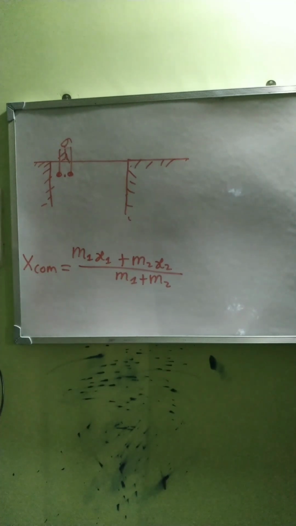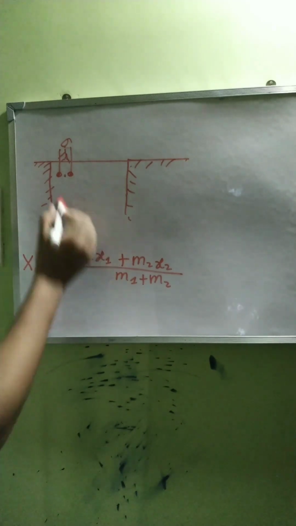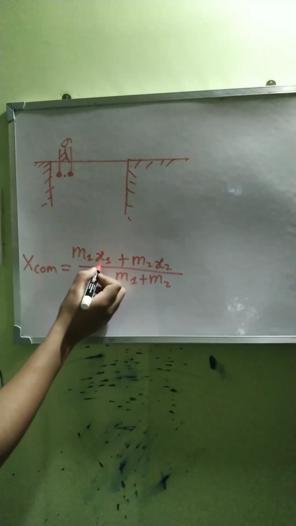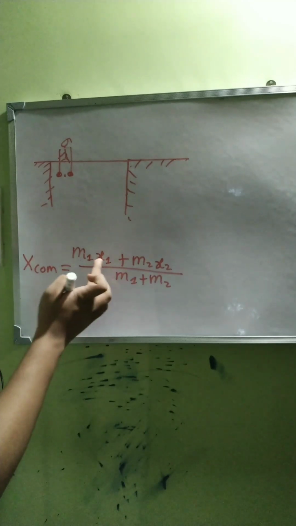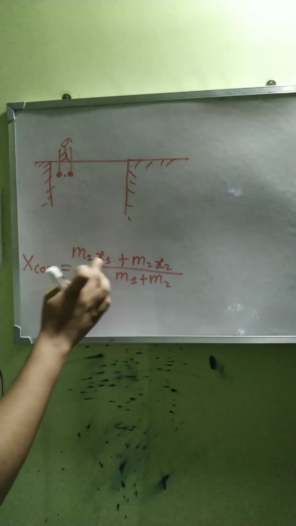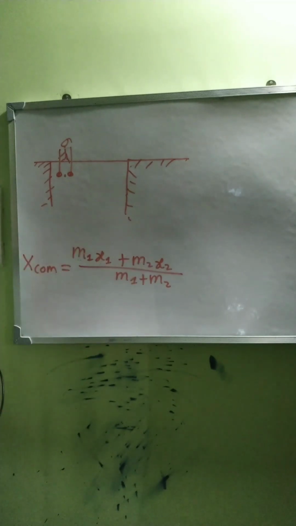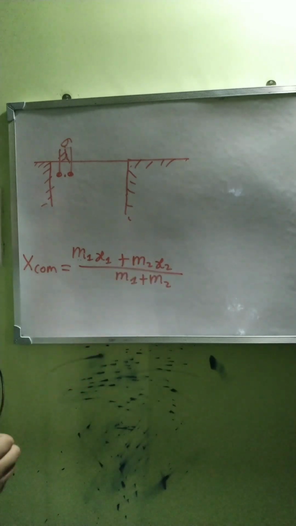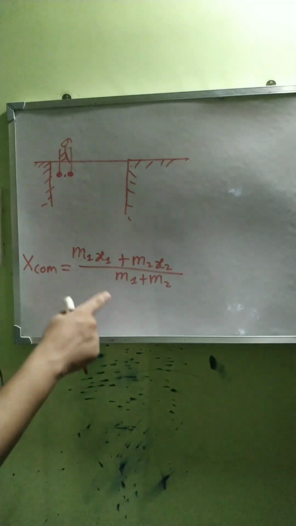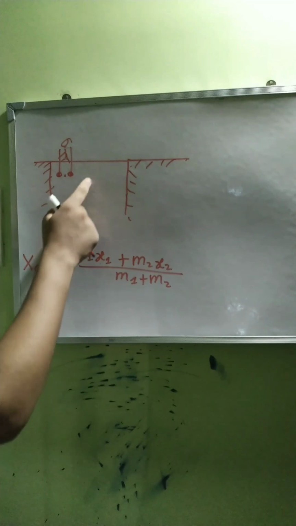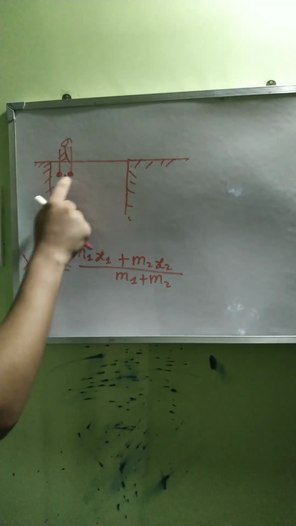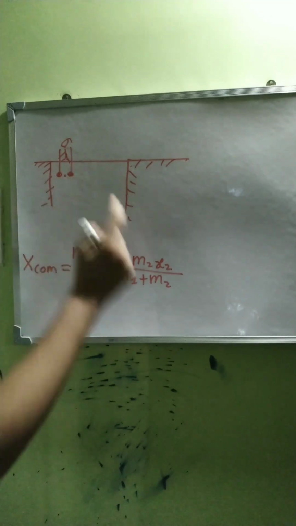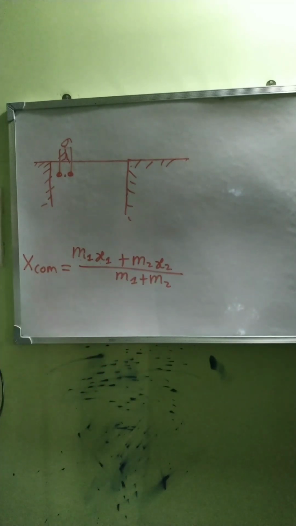In case of two masses, it is m1 x1, that is, suppose it is the combined mass of these two masses, m1 into x1. x1 means the position of the central mass, m1 x1 plus m2 x2. m2 is suppose the mass of the man, and x2 is the position of the man, divided by the total mass. That means the combined mass of these two masses and the mass of the man gives the center of mass, or the location or the position of center of mass.